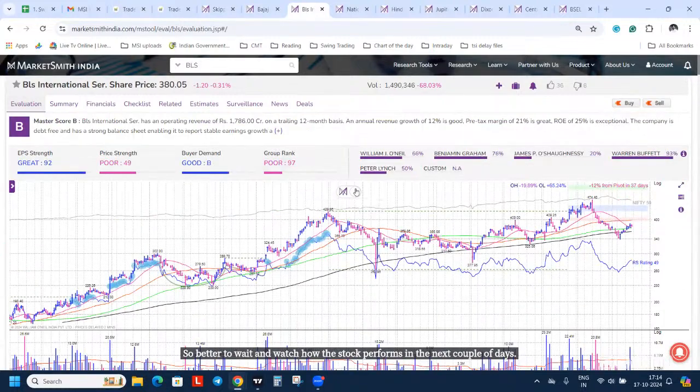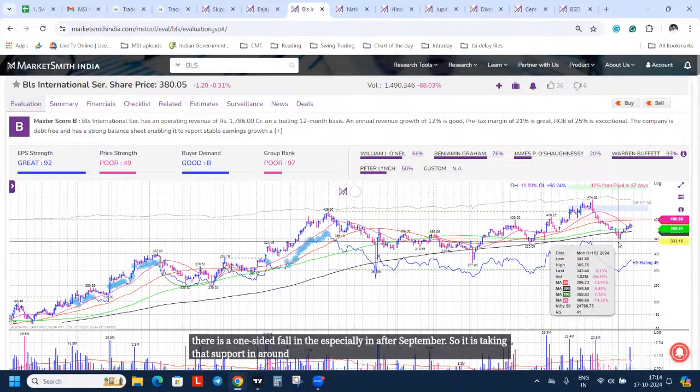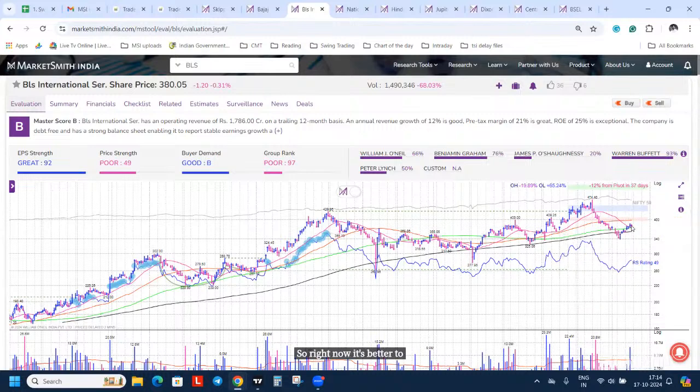Next one is BLS. There is a one-sided fall, especially after September. So it is taking support around this price range, cluster range. So right now it's better to avoid this particular stock.